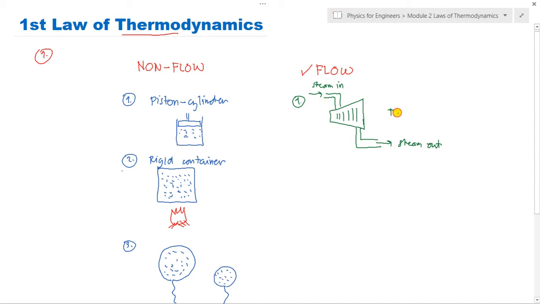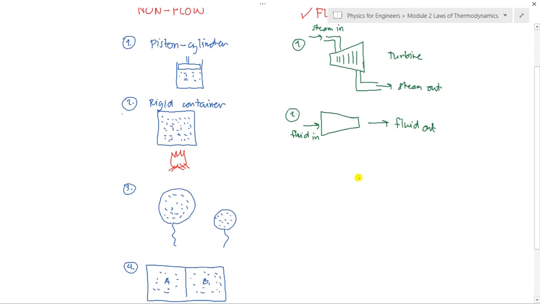Aside from the turbine, we also have the nozzle. Let's say this is the fluid: fluid inlet and then fluid outlet. So the nozzle is a device that follows the flow process.